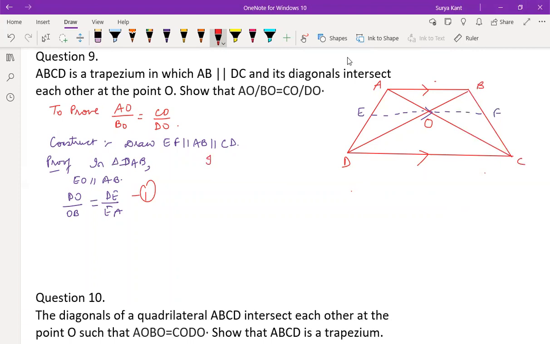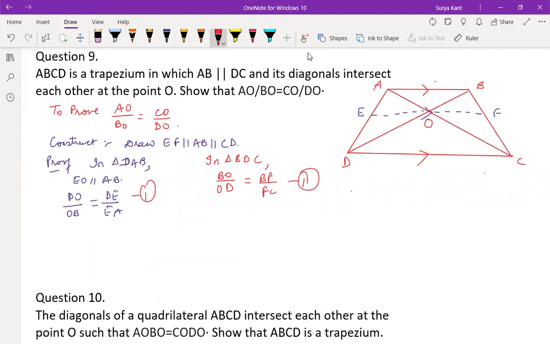This is the first one. Now suppose in triangle BDC, we take this other triangle. BO by OD. Here we should write DO by OB, right? So here BO by OD is equal to BF by FC. So this is the second equation.